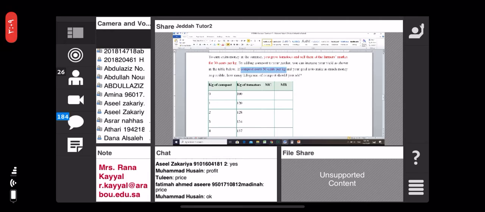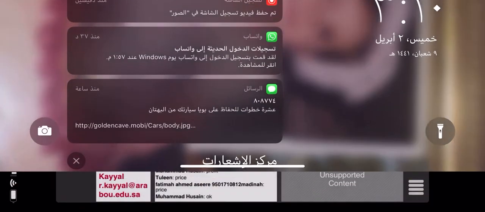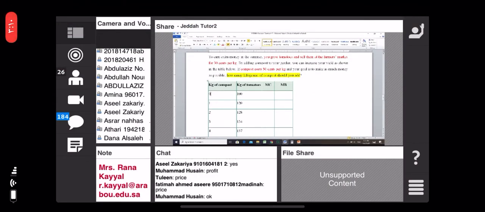And your goal is to make as much as possible. How many kilograms should you add? How much should I produce? Back to our concept, if you want to re-explain what is written. When compost is zero, how much is my marginal cost?